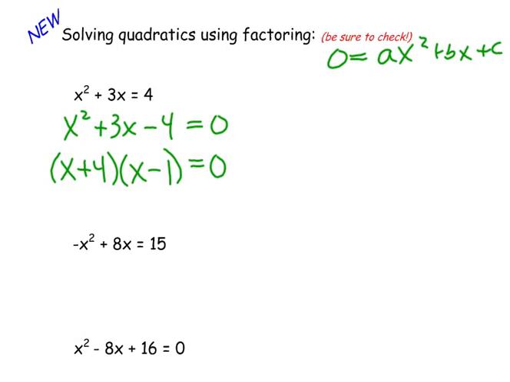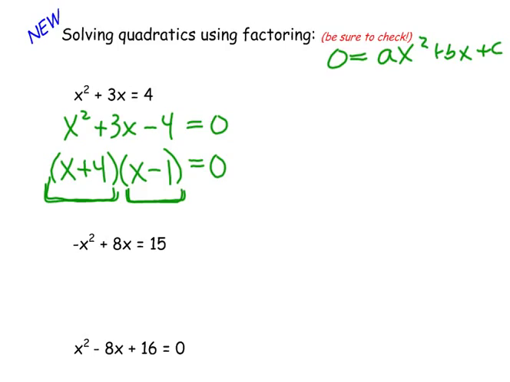The next part is the part that's really new. We need to figure out what values of x make this true. We know that x plus 4 times x minus 1 has to equal 0. Well, if I know that 3 times some variable, say it was a, equals 0, what do I know about a? Well, a must be 0, because you have to multiply by 0 to get 0. What that means for us is that either x plus 4 or x minus 1 or both have to equal 0 to make this work.